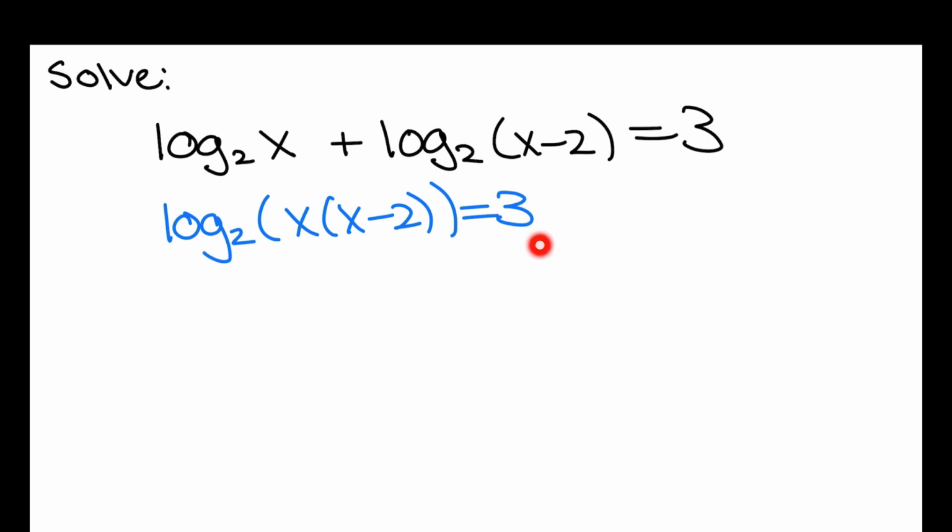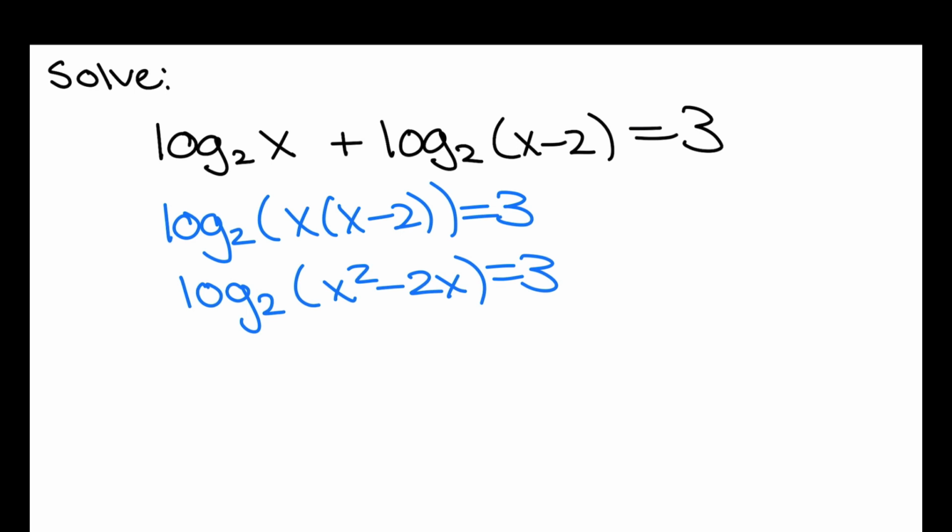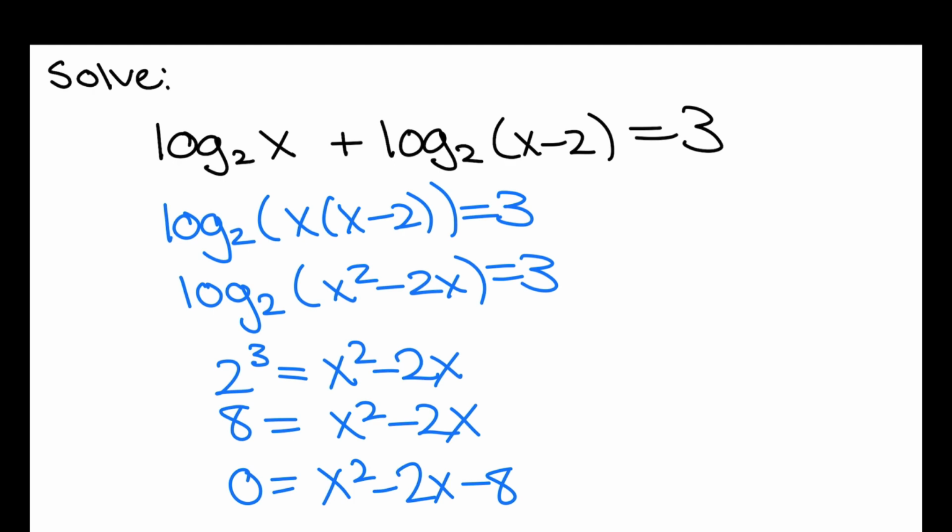That equals 3. Now that I have a single log on one side of the equation, I'm going to rewrite this in exponential form. We could also distribute the x, so x times x minus 2 becomes x squared minus 2x. In exponential form, the base is 2, so 2 to the 3 equals x squared minus 2x. 2 to the 3 is 8, and this is a quadratic equation. 8 equals x squared minus 2x.